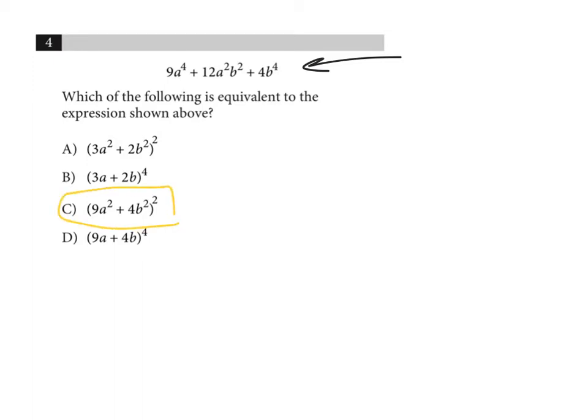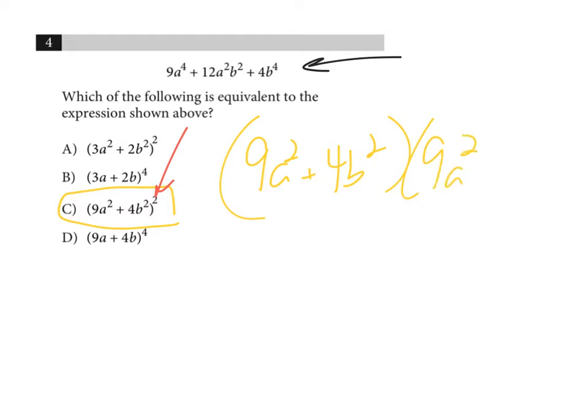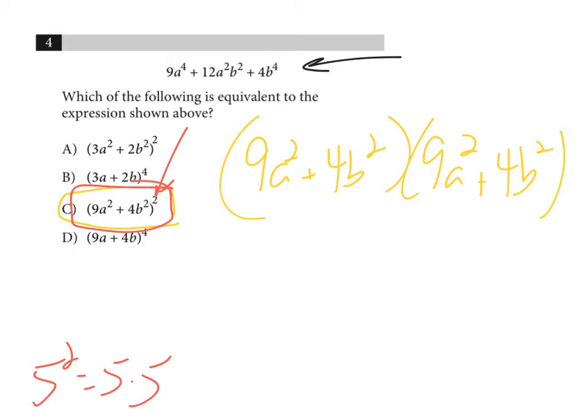Here I'm going to have 9a squared plus 4b squared, squared. What that means is to take 9a squared plus 4b squared and multiply it by itself. Because you know, for example, 5 squared is the same as 5 times 5. So 9a squared plus 4b squared, squared means to multiply it by itself.